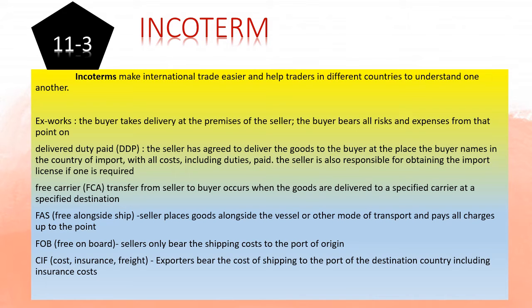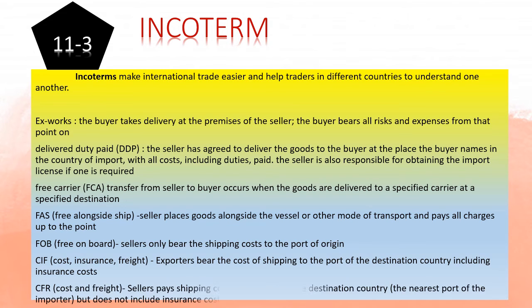CIF, cost insurance freight. Exporter or sellers bear the cost of shipping to the port of the destination country including insurance costs. And the last is CFR, cost and freight. Seller pays shipping costs to the port of the destination countries, the nearest port of the importer, but doesn't include insurance costs. It seems like CIF, but the difference is in insurance.